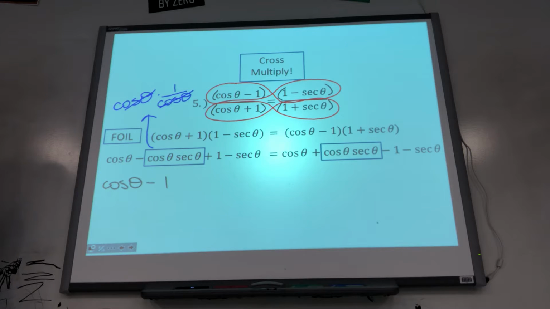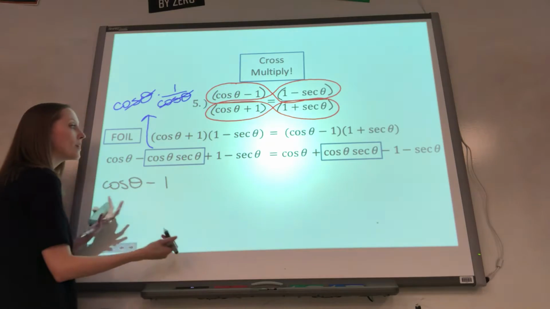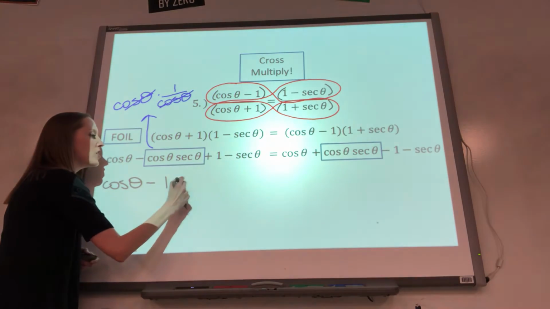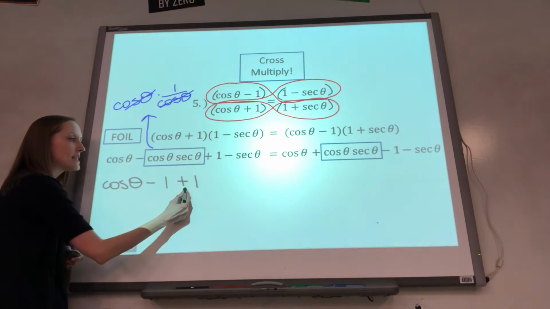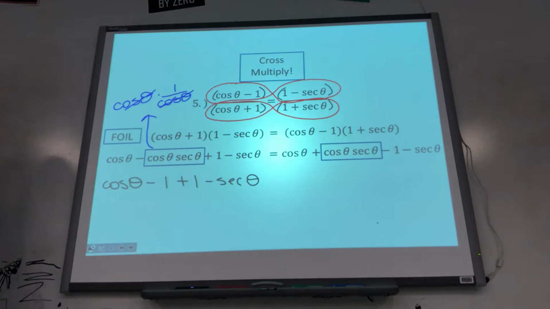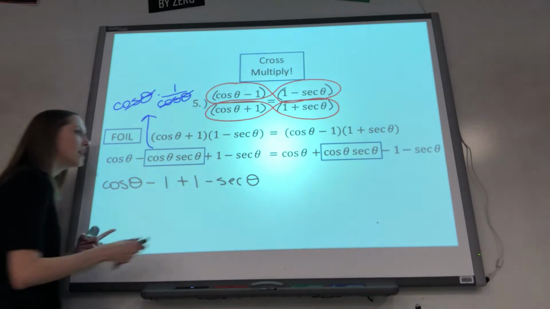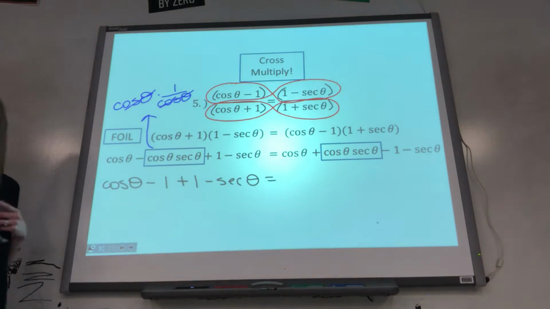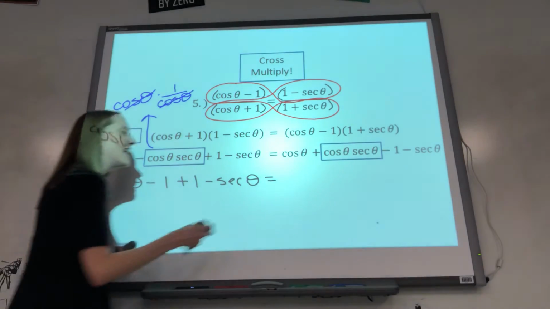Take 5 times 1/5, 1. 4 times 1/4, it's always going to be 1. Now, you also have the plus 1 and the minus secant of theta. I'll come back to that side a little bit more here in a second.